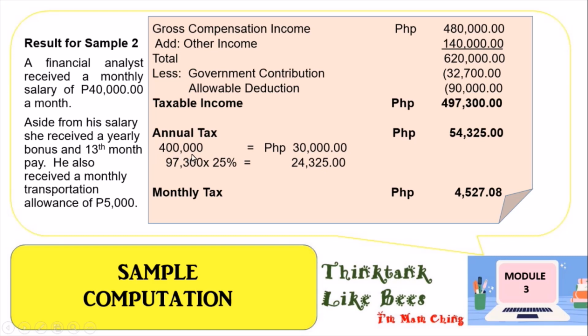Okay, so for 400,000 we already have a tax of 30,000, and the remaining should be multiplied by 25%. So we have 97,300 multiplied by 25%, so we have 24,325. You add the two, and we have 54,325 annual tax. Divided by 12, the monthly tax paid by this financial analyst is 4,527.08. Okay?